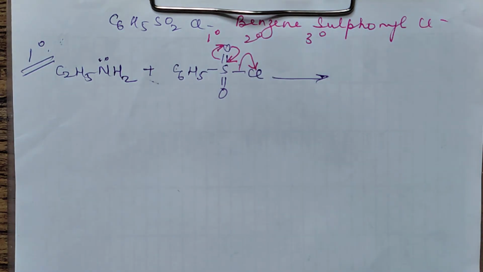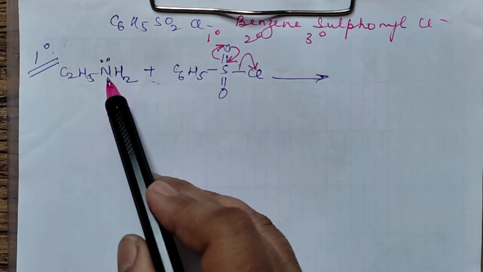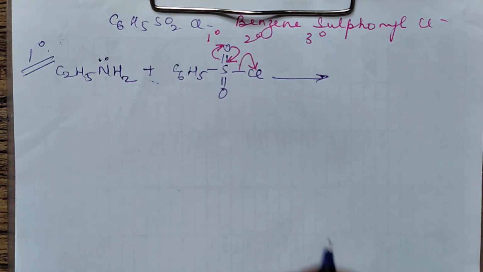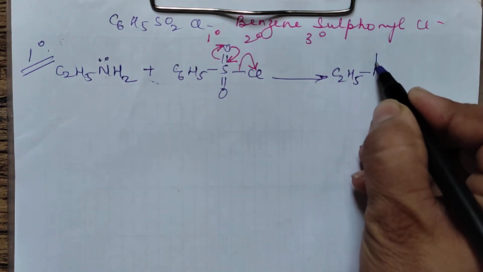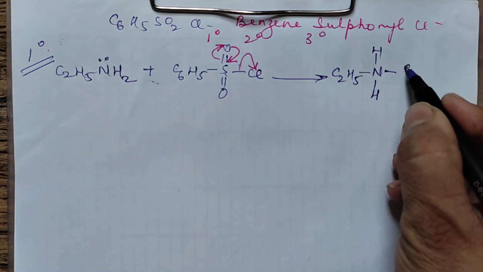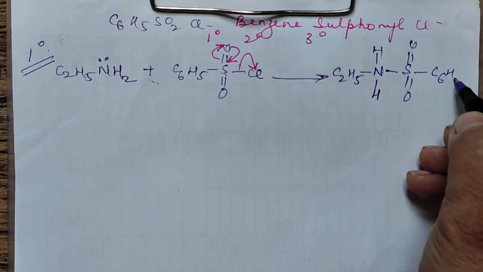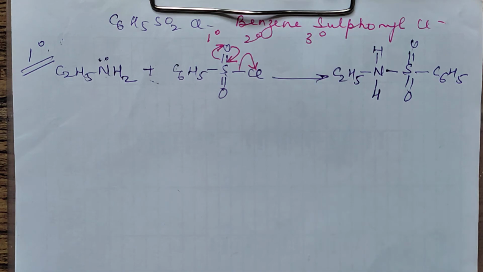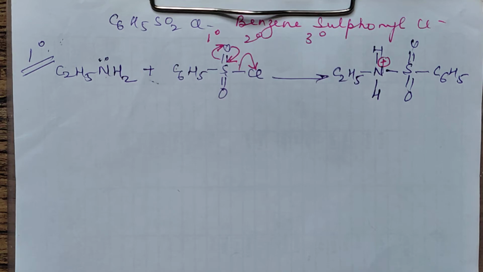That Cl minus is coming out means through this sulfur, sulfur is now getting positive to some extent. So through sulfur, it is going to get linked to N. How it is going to get linked, I am writing here. You are getting here C2H5N with both the hydrogens written like this, and through S you link this S double bond O, and on this side you write C6H5. Now this nitrogen, children, is getting a positive charge because it's getting a fourth bond.